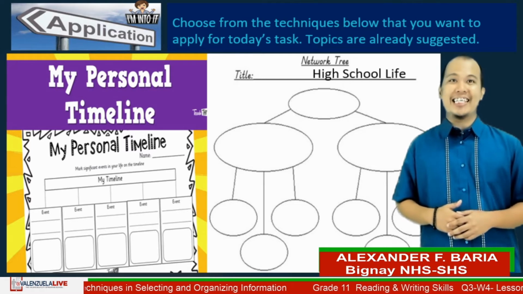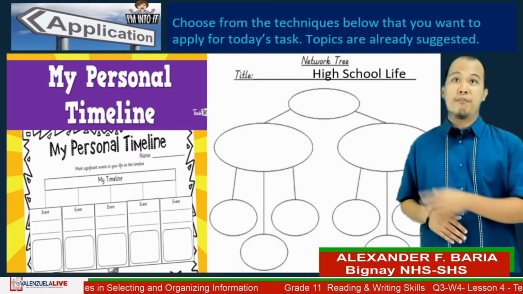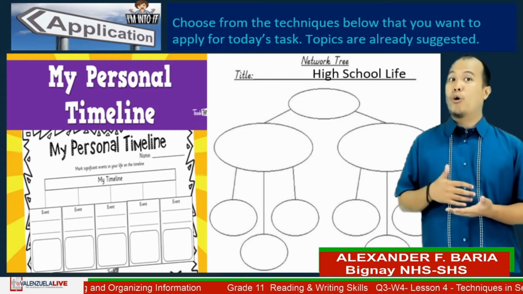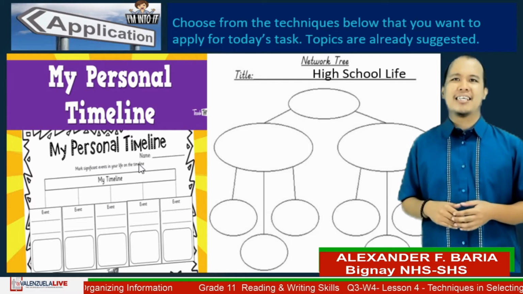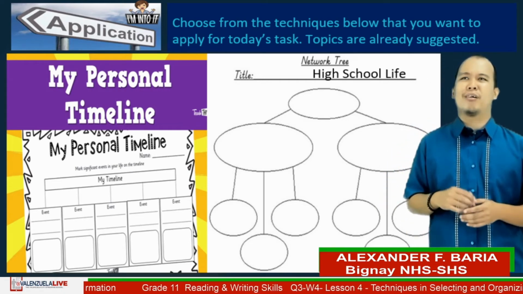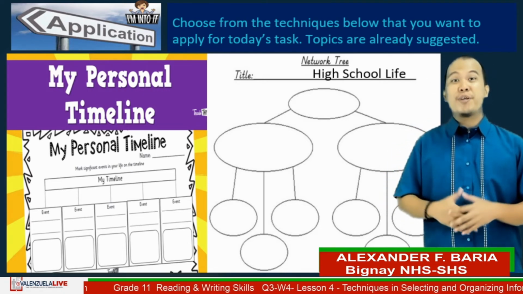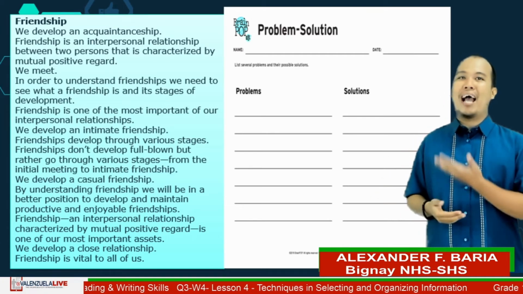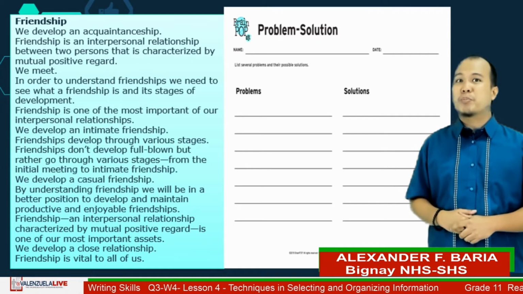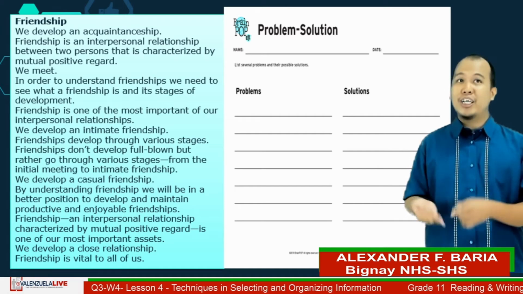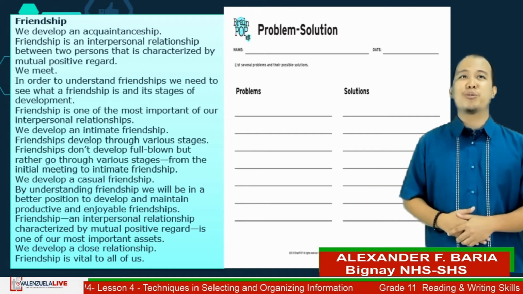All of the discussed techniques can be applied with the use of personal timelines. In personal timelines, you can actually add your schedules or your routinary activities or your daily tasks. Network trees. Here's the example. It can also help you to present some high school life experiences or even your other memorable achievements in life, even up to date. Problem solution maps, well, it can help you analyze scenarios and enumerate the corresponding solutions to each of the problems. For example, about friendship, relationship, love, whatever you choose.